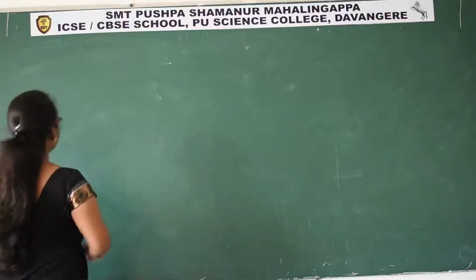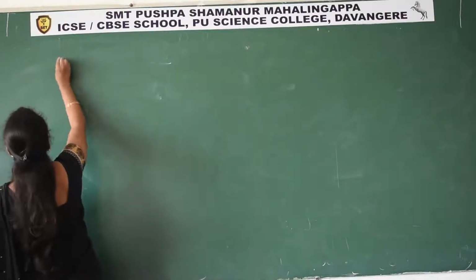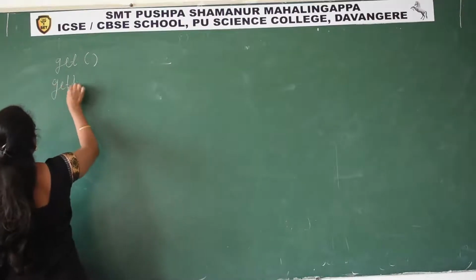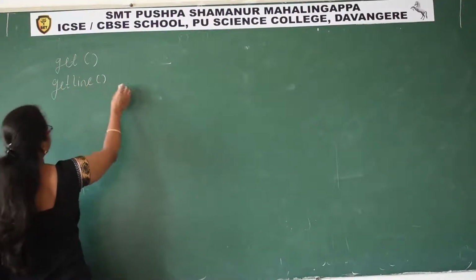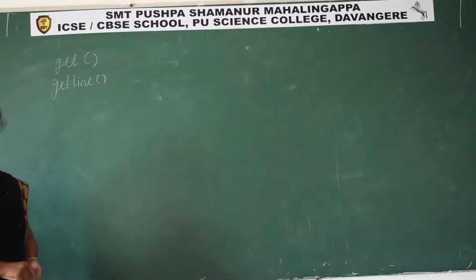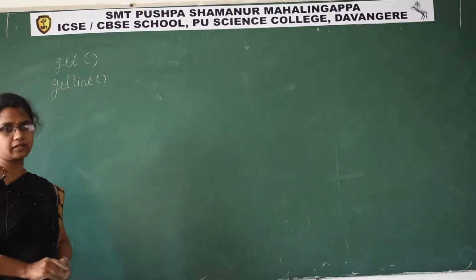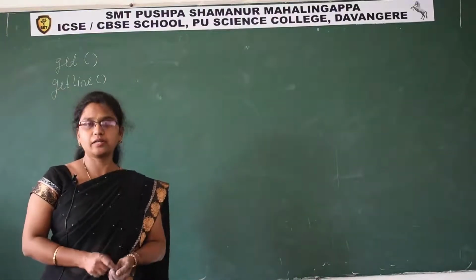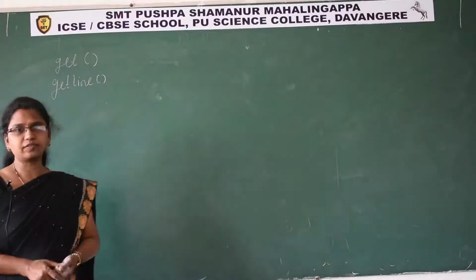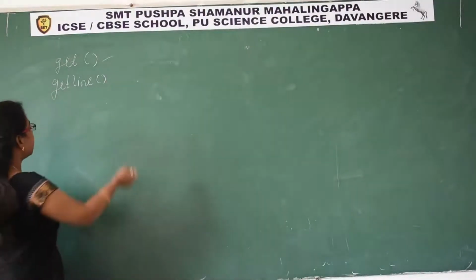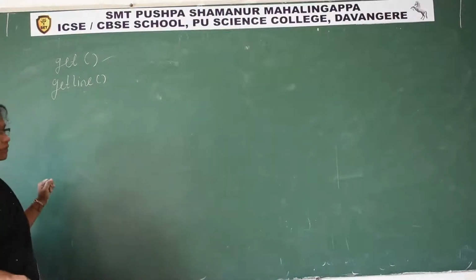Now get function and getline function. Get function and getline functions are used to read characters. Get function is for a single character and getline function is for a line of text. We discussed one example on the get function. Let us understand the getline function here.